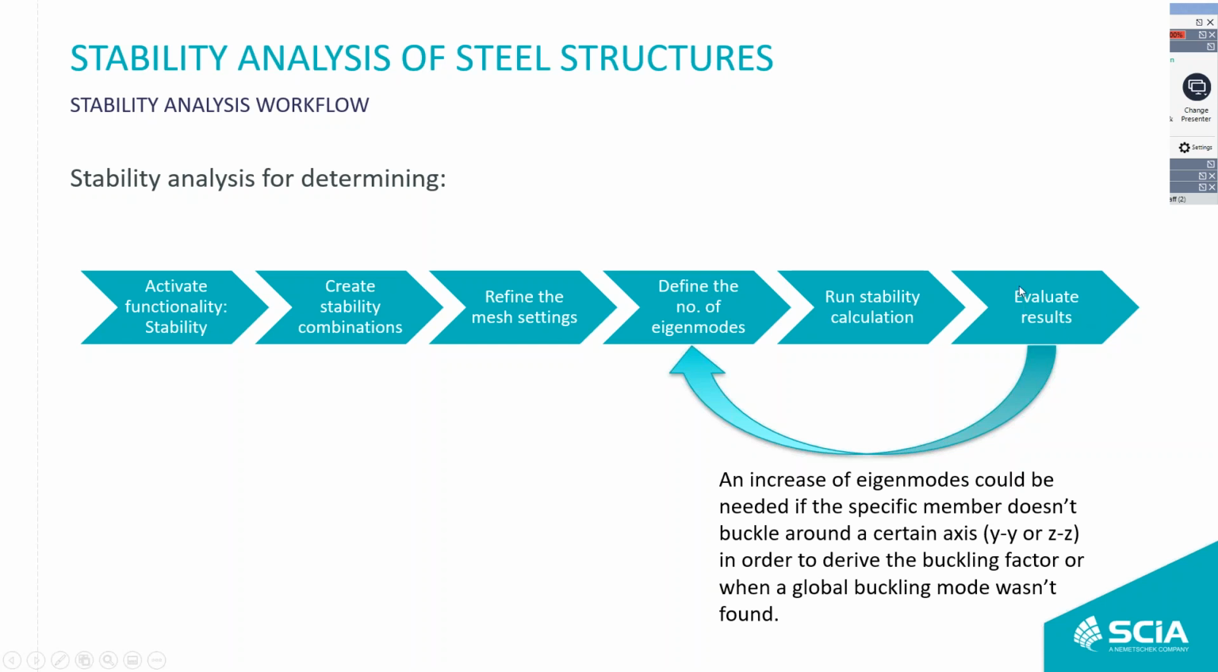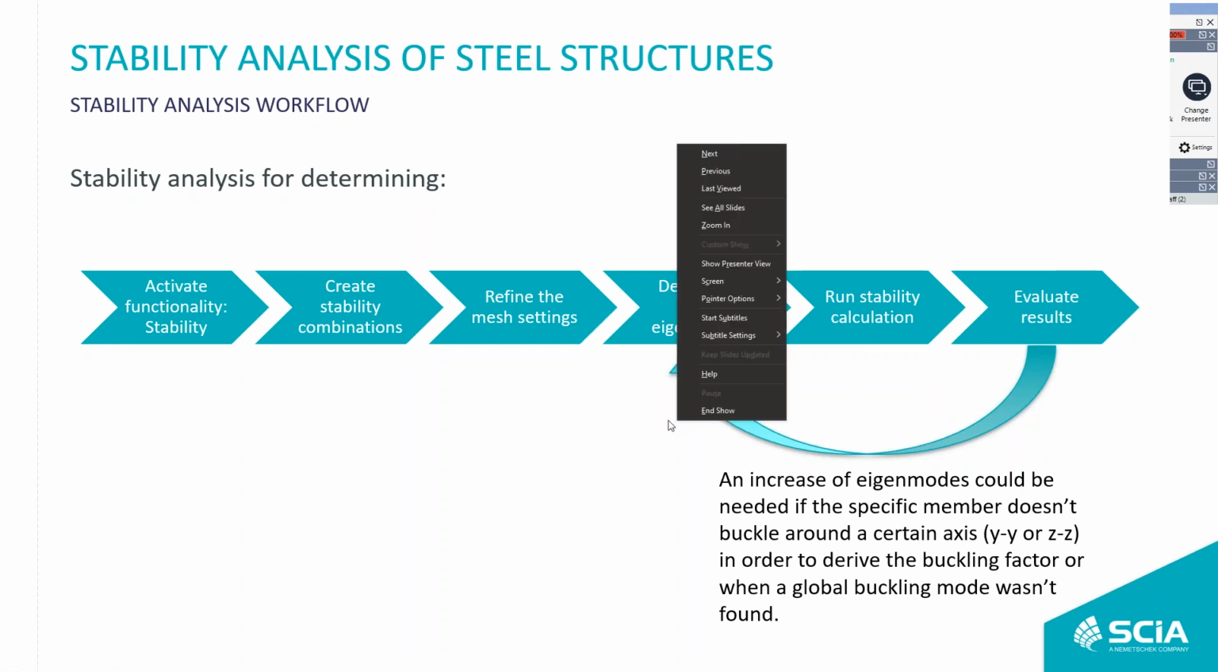And with evaluating the results, it's basically going to the results service and having a look at the different buckling shapes per stability combination. And as mentioned, it can happen that the member you want to see buckle is not buckling. In that case, you'll need to increase the number of eigenmodes until it buckles.